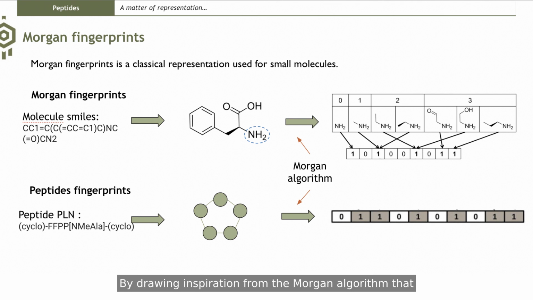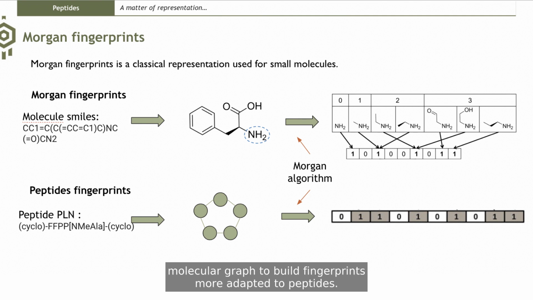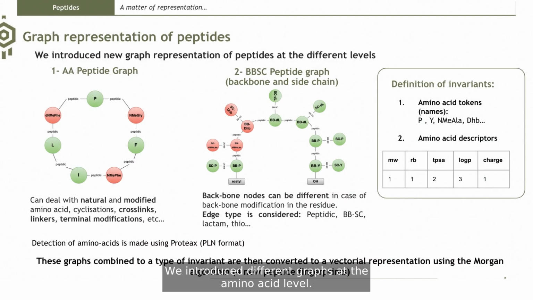By drawing inspiration from the Morgan algorithm that builds fingerprints from the molecular graph, we introduced new graph representations of peptides at the amino acid level that will be used instead of the molecular graph, to build fingerprints more adapted to peptides. We introduced different graphs at the amino acid level.